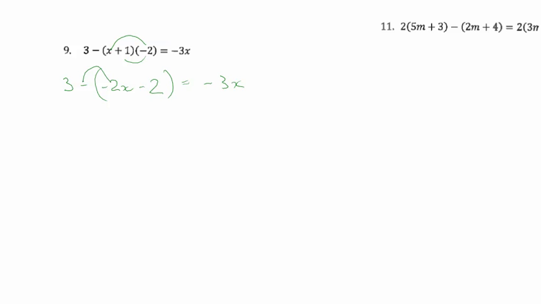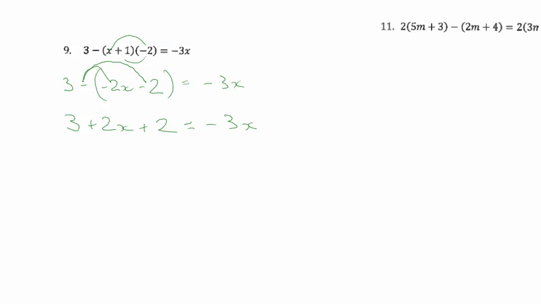Because there's a minus outside, look what happens when I multiply everything by the minus outside. In effect, I'm multiplying by minus 1, and that's going to change every sign inside. There's going to be 3 plus 2x plus 2. This sign changed, and that sign changed, and that equals minus 3x. And now, once again, I've just got a linear equation.